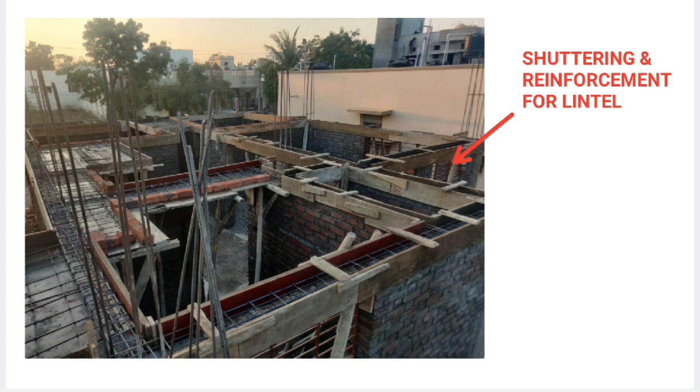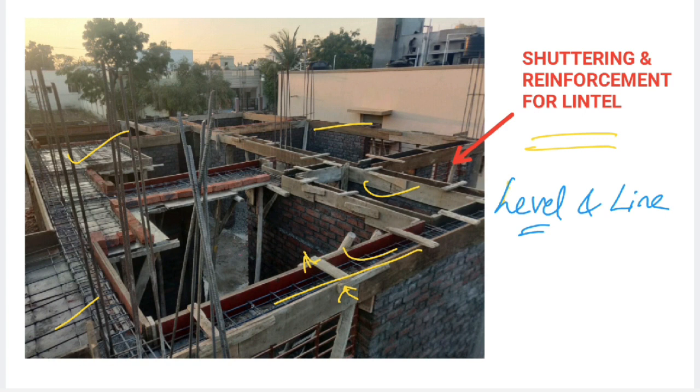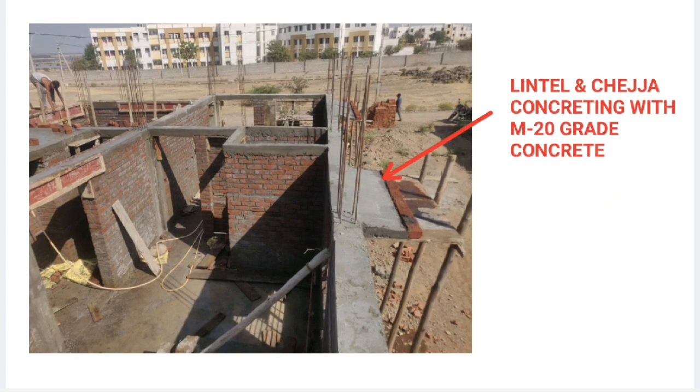Here you can see in this figure the shuttering of lintel work as well as the reinforcement work is also completed. The shuttering and reinforcement of lintel and chhajja is completed. One thing, these are to be done with a proper level. Level and line are very much important. If this is done in a proper way, you may use either MS shuttering or wooden shuttering, it depends. Once all the work is completed and the reinforcement is checked properly, then we will be proceeding with the concreting work.